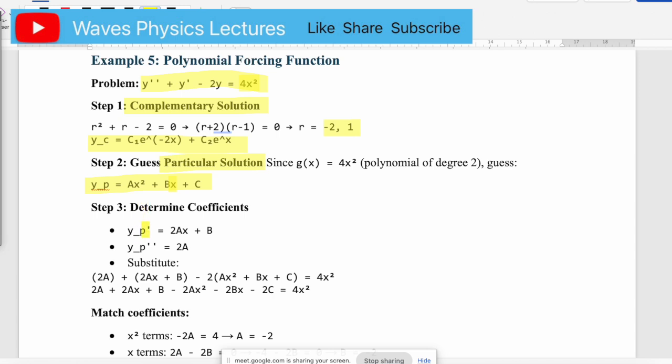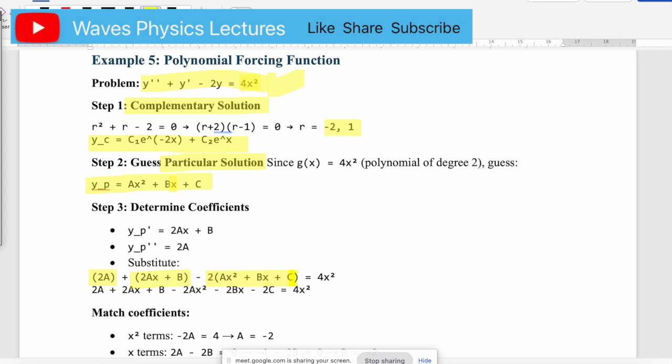So we can find y dash. Take this, differentiate it once, and you find y dash. Then y double dash: you differentiate again, so differentiating twice it will be 2a. I'll put 2a in y double dash. Now you substitute it in this equation. y double dash is 2a, y dash is 2ax plus b, minus 2 into y, where y is ax square plus bx plus c, and this is equal to 4x square.